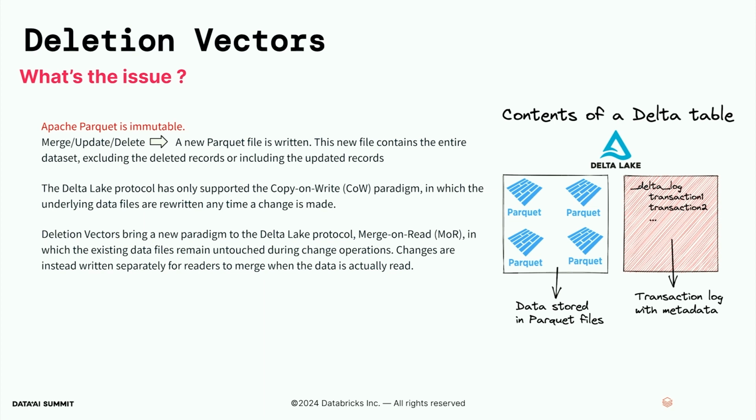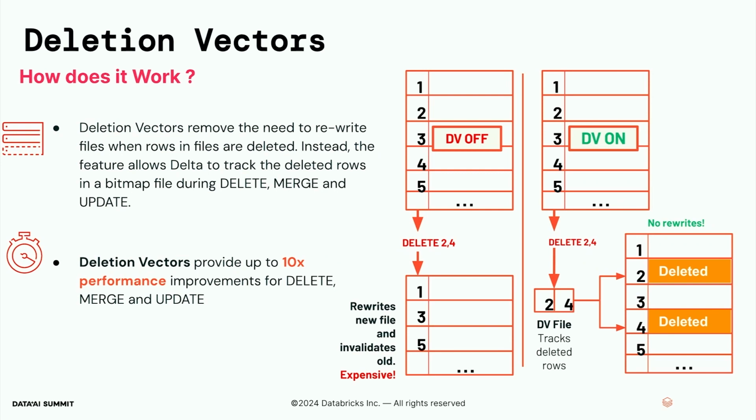Why? Because the Delta protocol has only support for what you call copy-on-write, which means the underlying files are rewritten every time there is a change in the code. While with deletion vectors, we're introducing a new paradigm called merge-on-read, in which the underlying files are not changed, and the changes are written separately for readers to merge when they are being read. So to summarize, deletion vectors remove the need to rewrite the files whenever you have an operation like read and write.